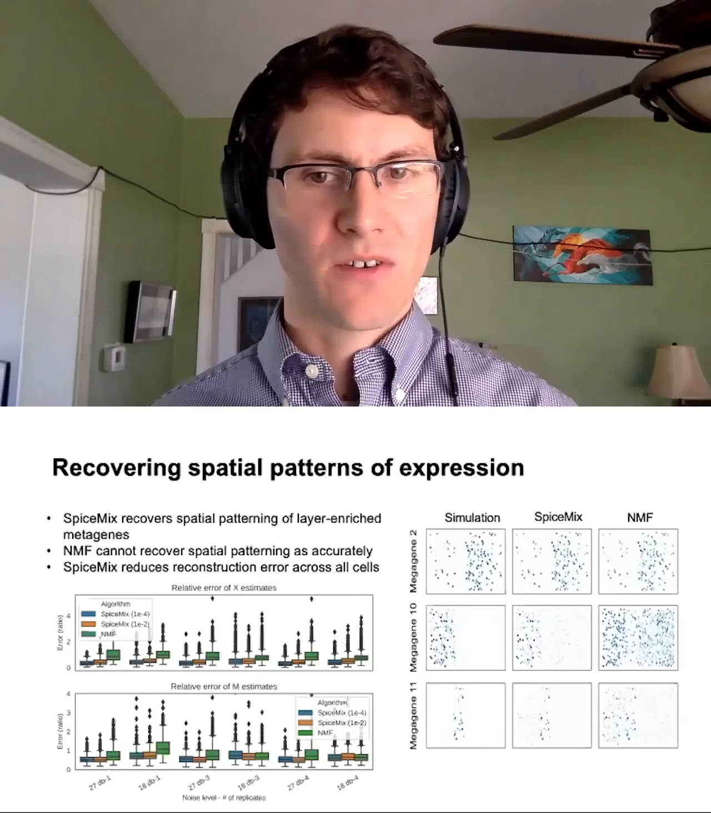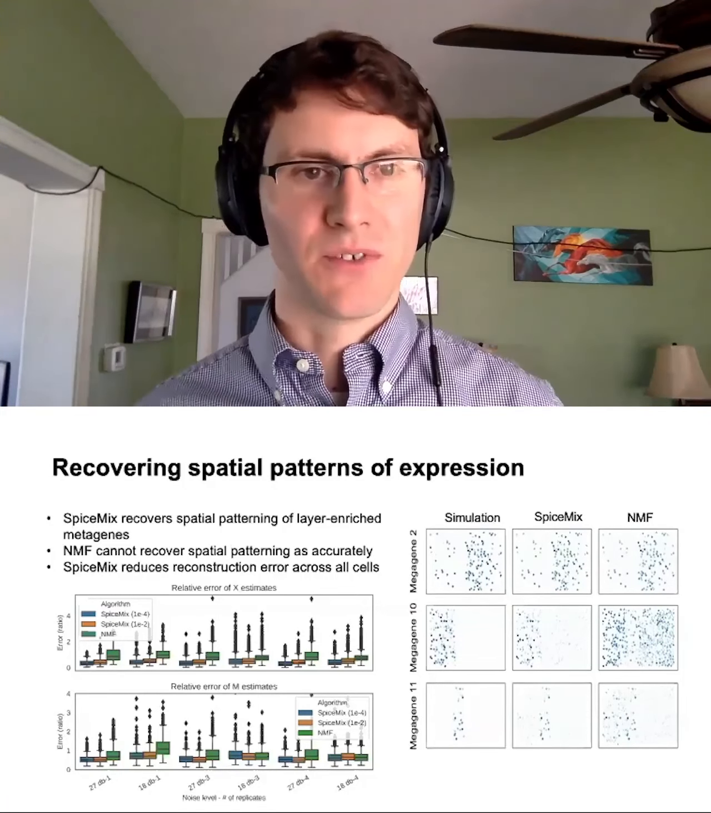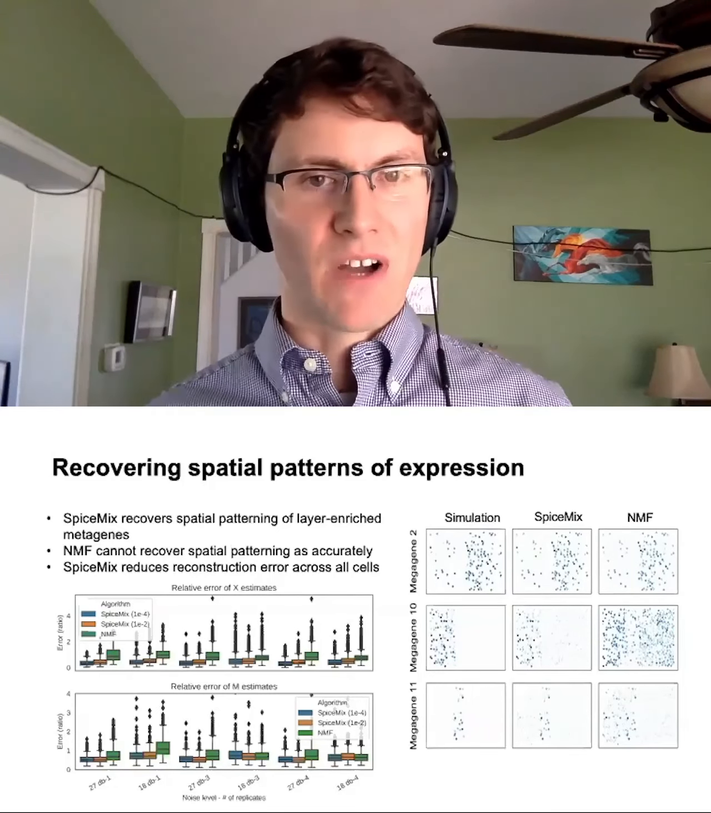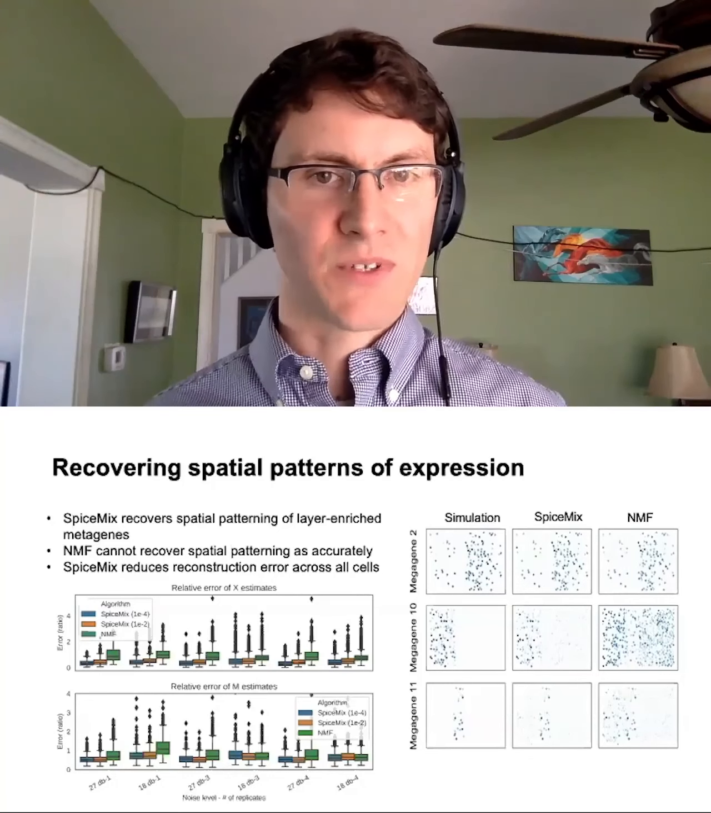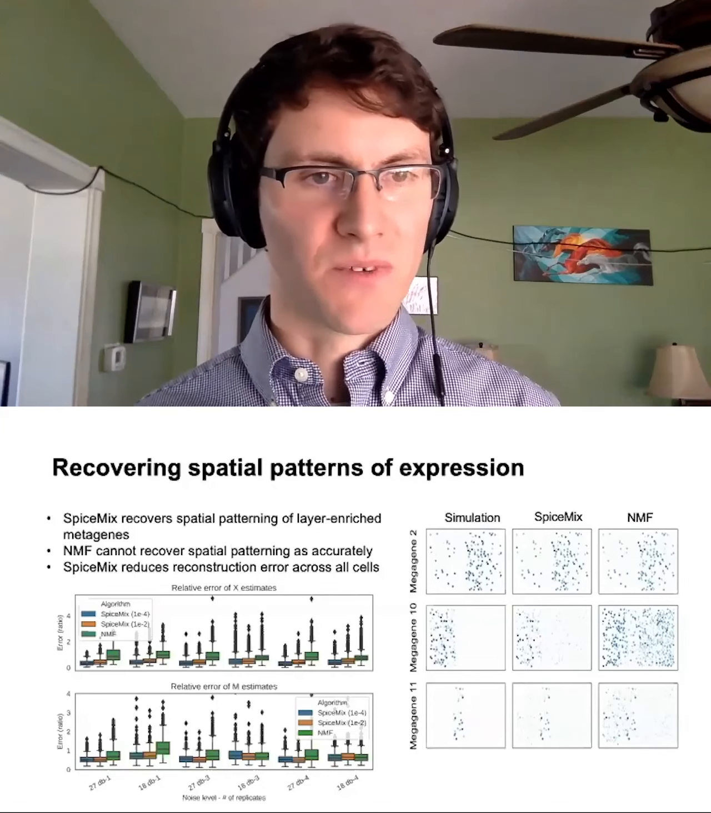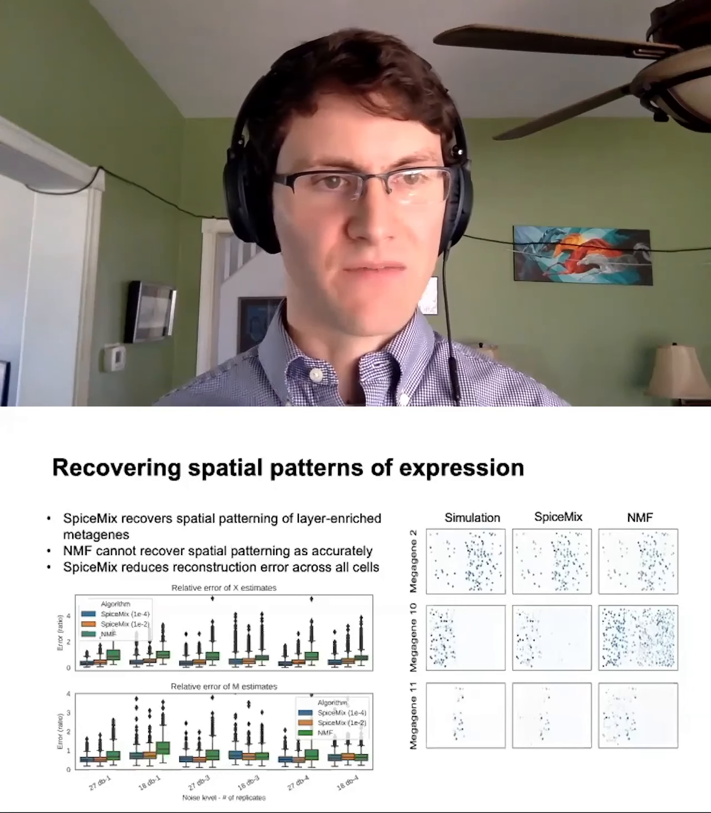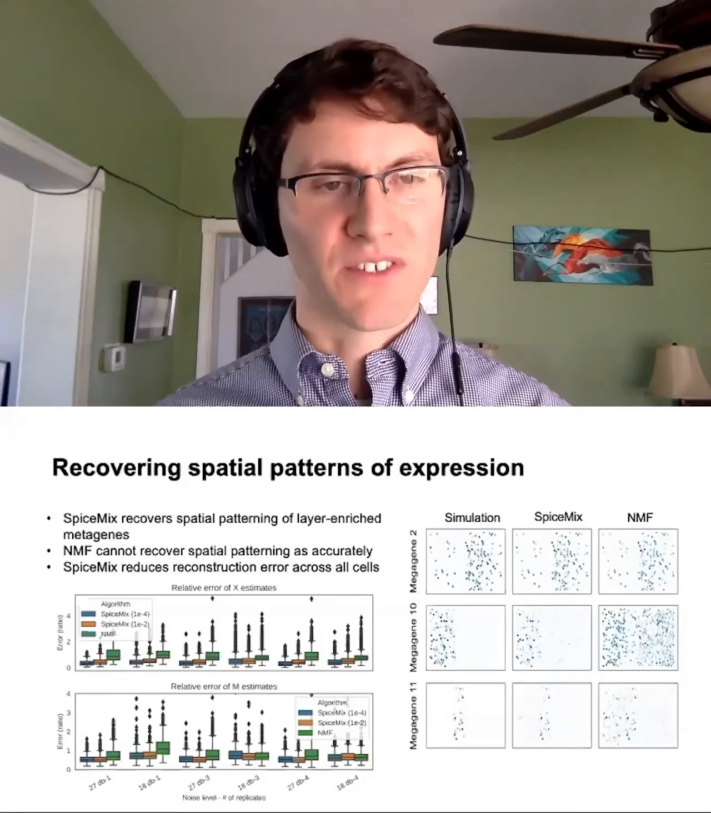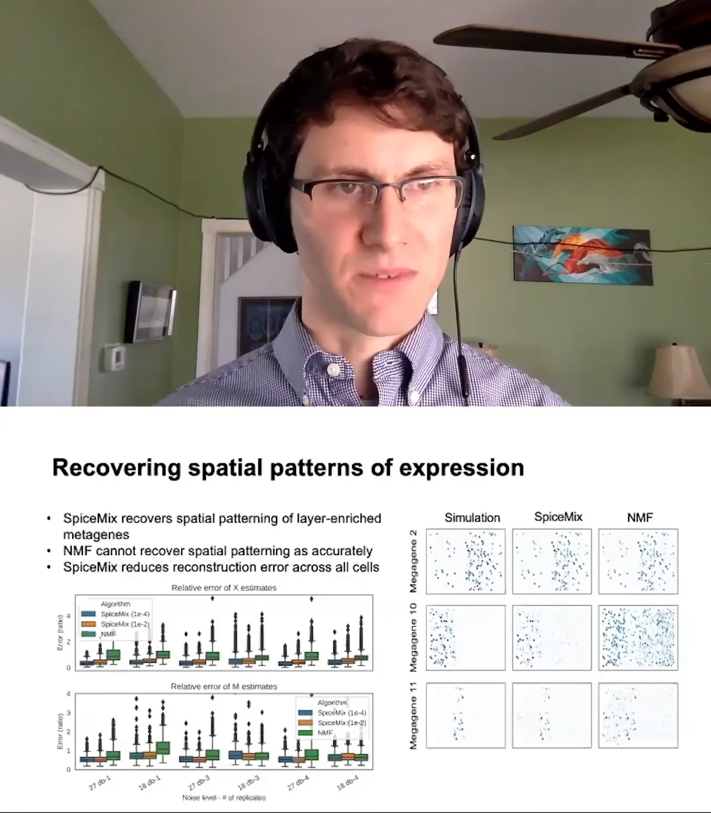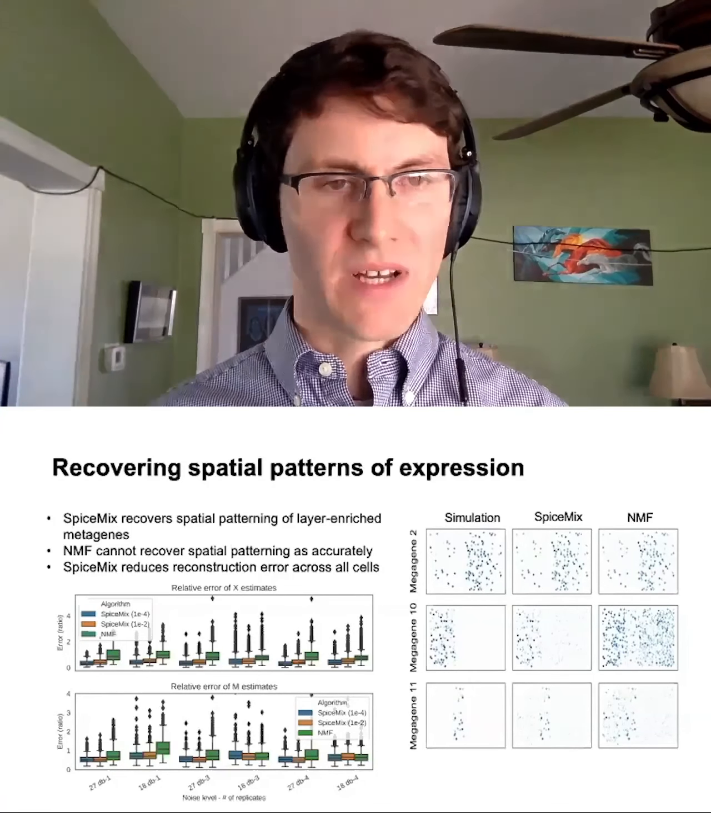And quantitatively, we found on the bottom left here that SpiceMix is able to reduce the error of the estimates of both the hidden states and the metagenes across the board, not just for layer-specific metagenes, but across cells throughout the sample, we find a pattern of SpiceMix reducing the relative error. And we used different regularizations of the spatial information in SpiceMix, which are shown here, which is why there are two SpiceMix algorithms, to see how that affects the accuracy of the results, but found that SpiceMix is able to do better across the board.